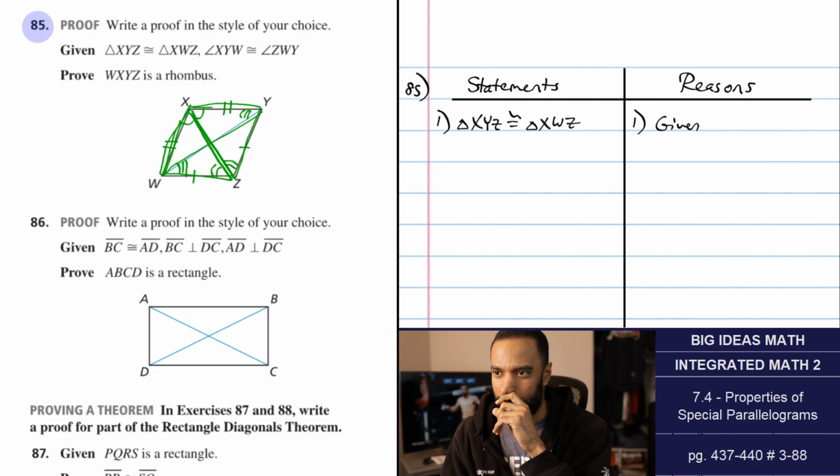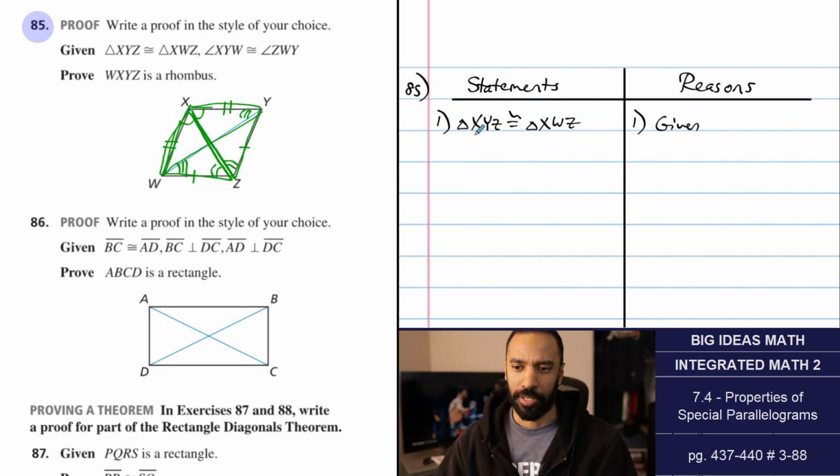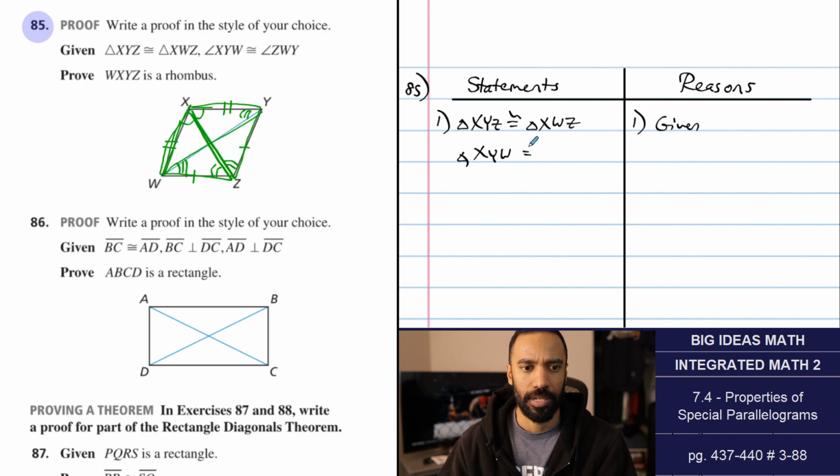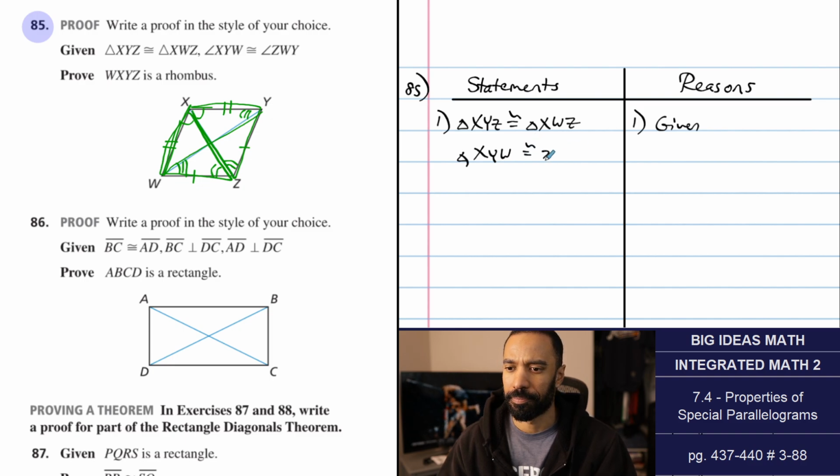All right, we have that given. Let's also put in the other given. Do I need it yet? I'll just put it in. I'm trying to think what I'm going to use it for. XYW is congruent to ZWY. All right. Still given. Same given.